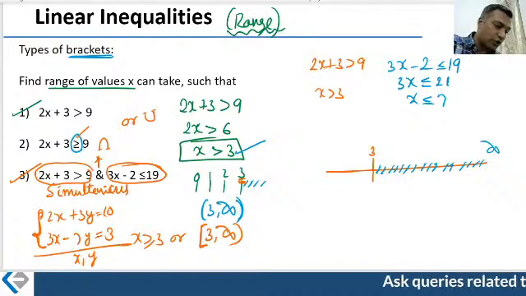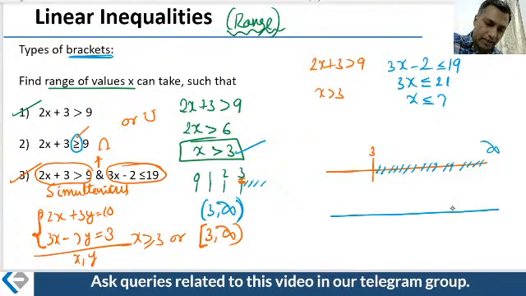Fine. So now the second one alone, independent, guys. I'm drawing the second one independently. So where is my number line?